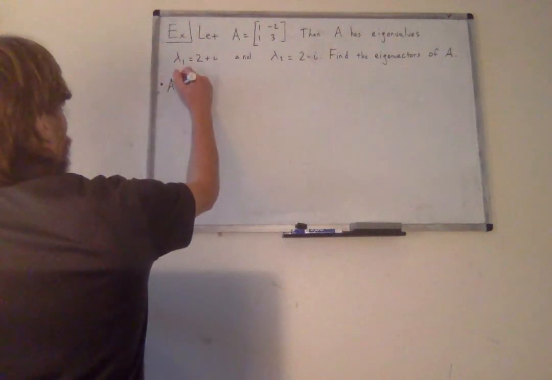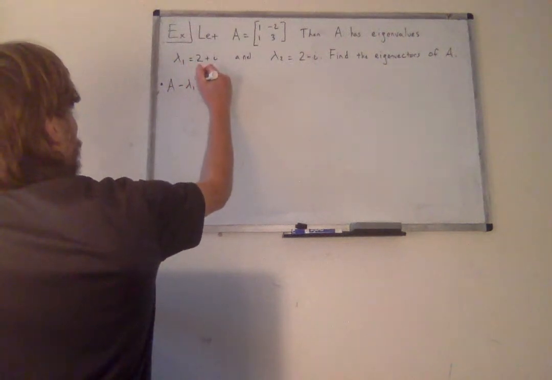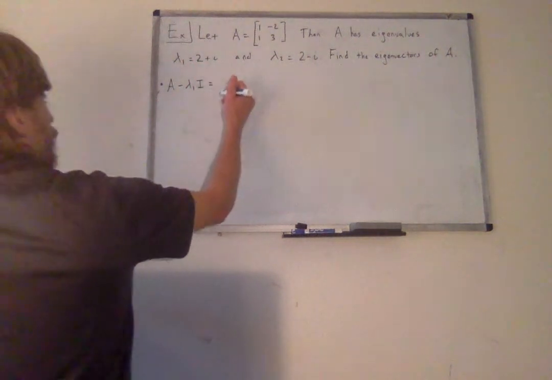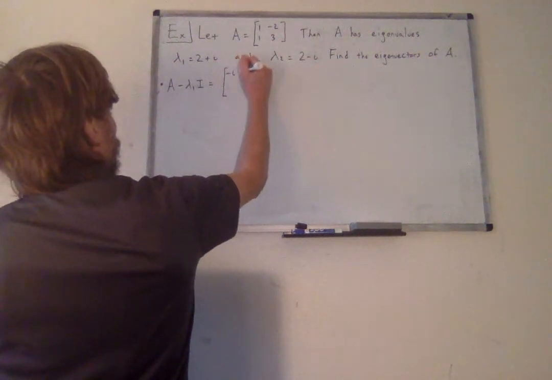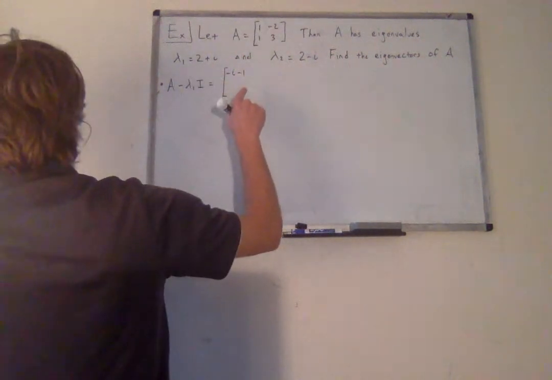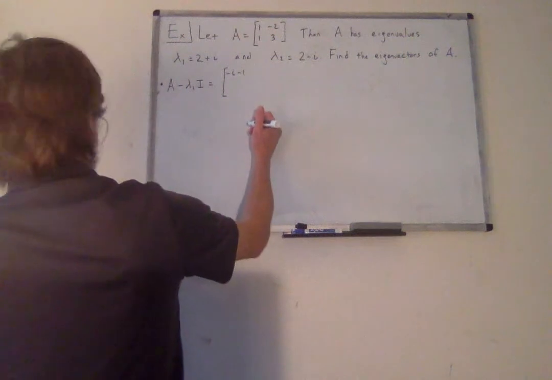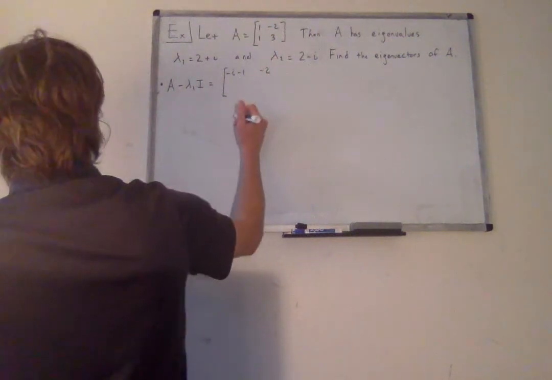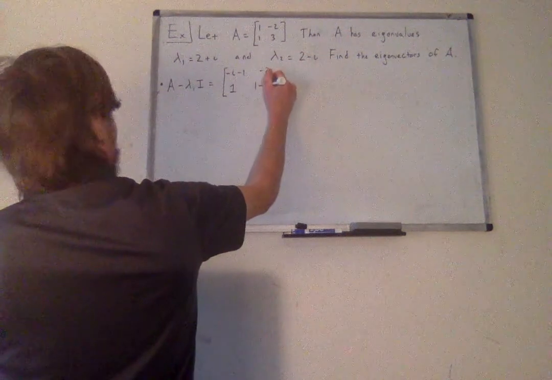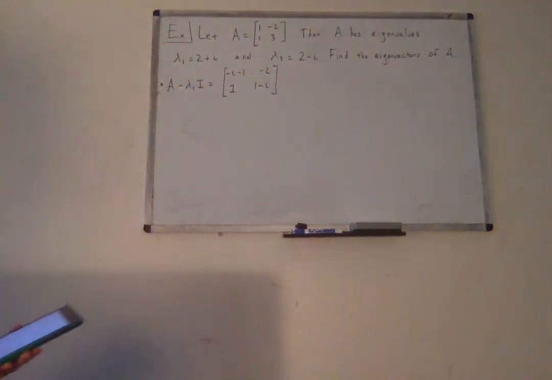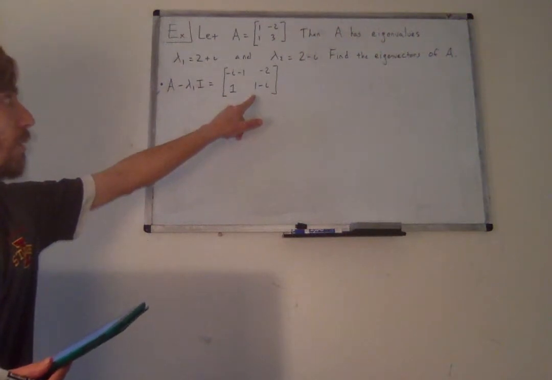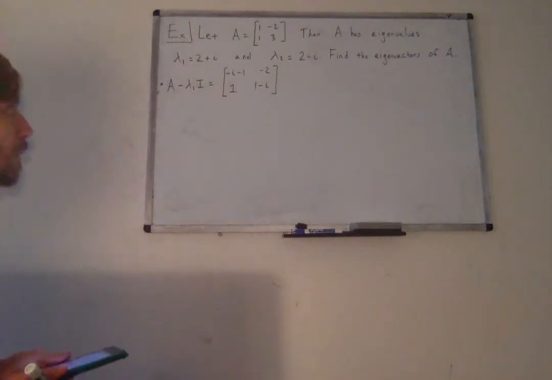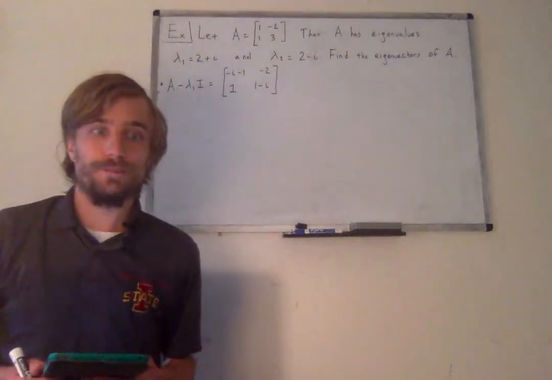notice that this matrix has the unique property that when we subtract lambda 1 from our diagonal entries, we get complex numbers in our matrix. So we get a complex matrix, right? This would be 1 minus 2 plus i, and 3 minus 2 plus i. So here we get negative 1 minus i, 1 minus i. And now we have to row reduce this matrix.